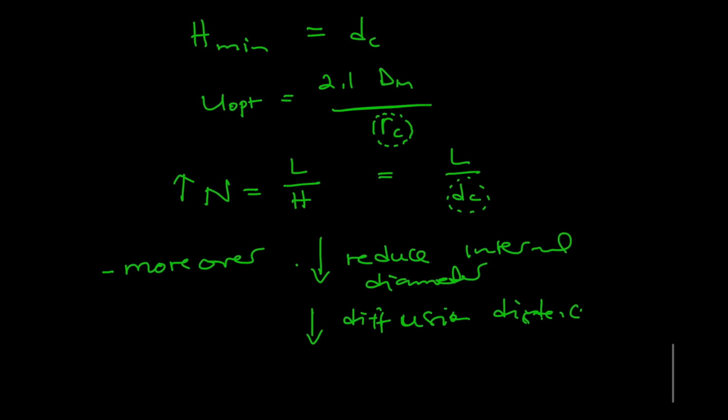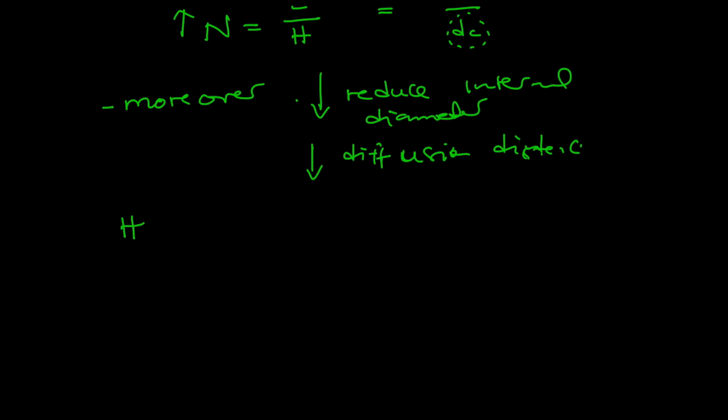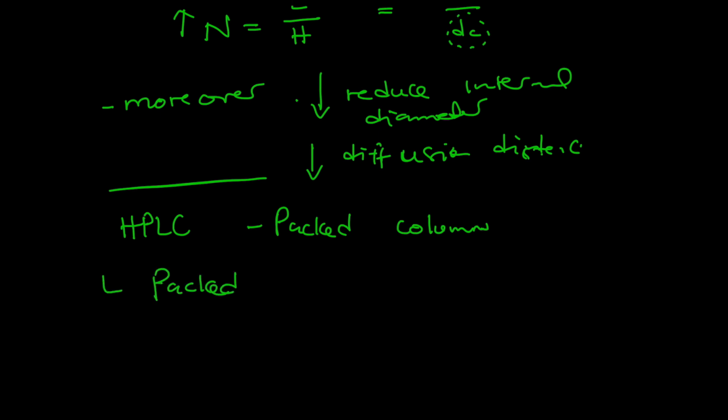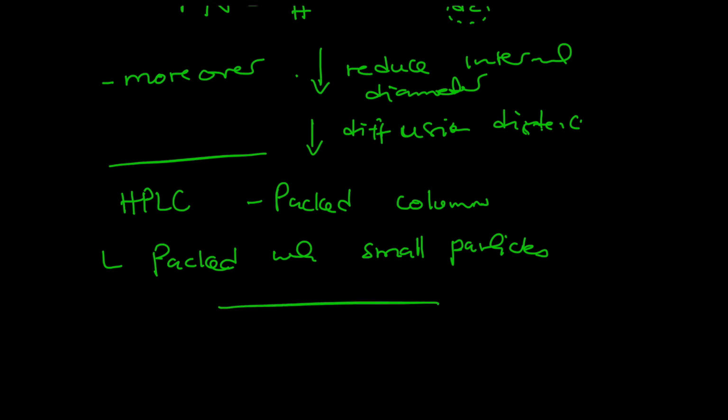For HPLC, we use packed columns. Now, with packed columns, reducing internal diameter does not necessarily have an effect on efficiency, right? So this column is packed with small particles, and they are packed close together.